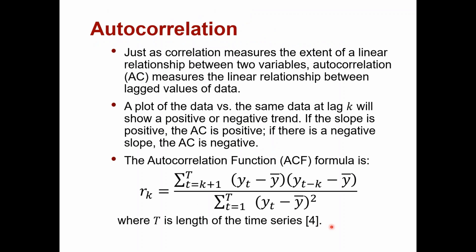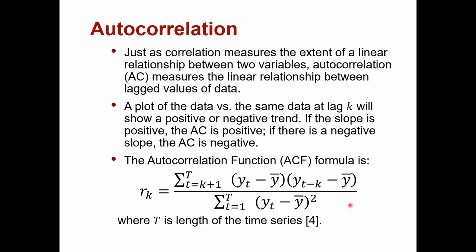So to start, I want to start with talking about autocorrelation. And basically, just as correlation measures the extent of a linear relationship between two variables, autocorrelation measures the linear relationship between lag values of data. A plot of the data versus the same data lagged will show a positive or negative trend. If the slope is positive at lag 1 or lag 2, the autocorrelation is positive. If there's a negative slope, it is negative autocorrelation.